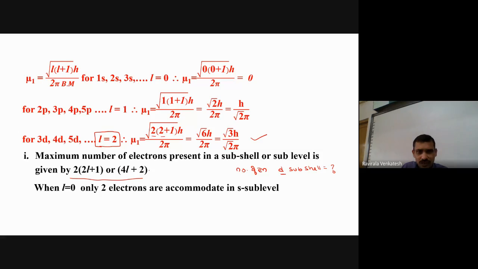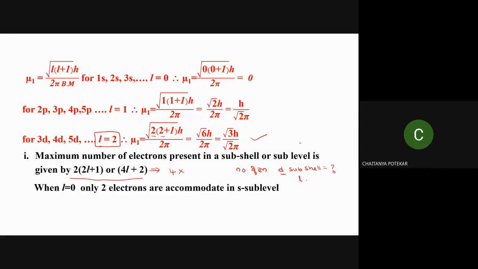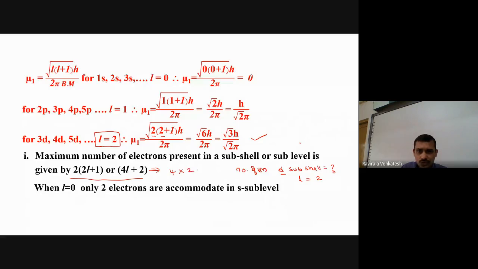4 into, what is the L value for d? L is equal to 2. Now substitute 2 here and plus 2. First you multiply, 8 plus 2, equal to 10 electrons. So this formula is very simple for us to calculate the number of electrons. For example, s orbital, the number of electrons will be 2. For p orbital, 6. For f orbital, 14. Based upon this formula, by just substituting the L values.